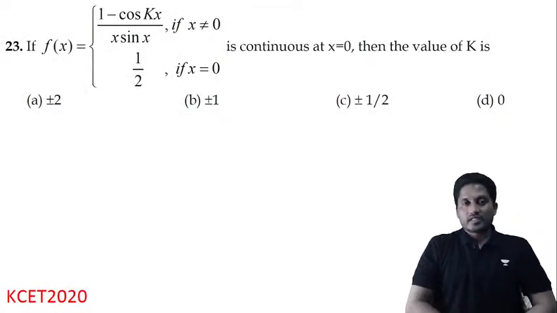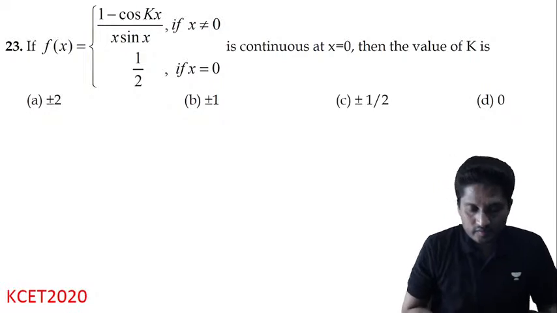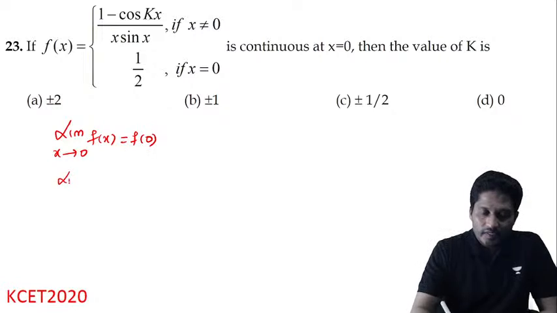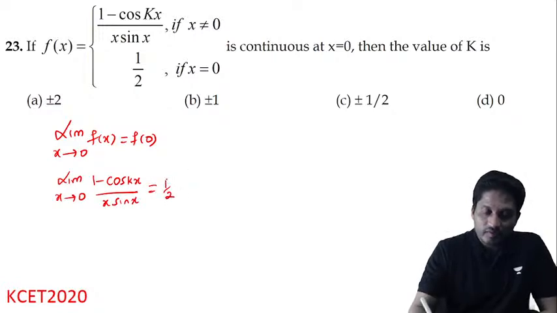The function is continuous at 0. What should be the value of k? If it is continuous at 0, limit x tending to 0 of f of x is equal to f of 0. Limit x tending to 0 of 1 minus cos kx, whole divided by x into sin x, is equal to f of 0, which is 1 by 2. Now this is of the 0 by 0 form. We'll use L'Hopital's rule.